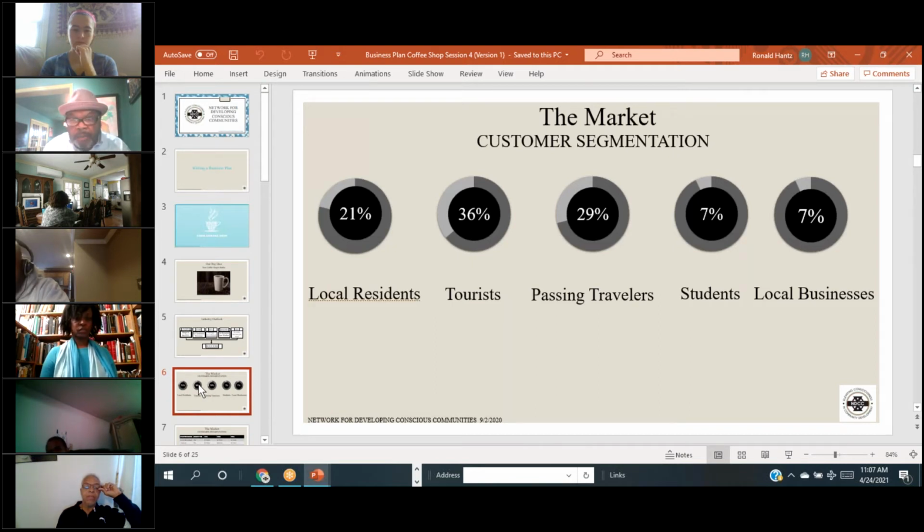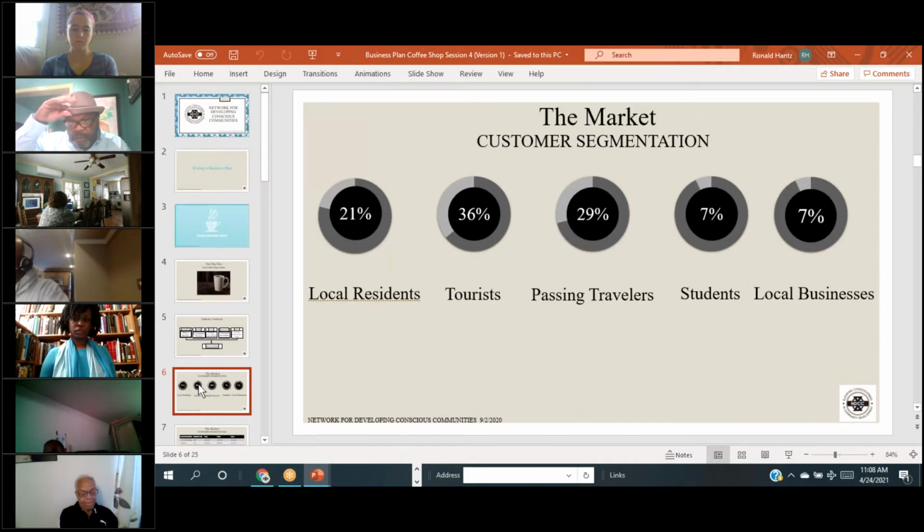Okay. Adrian Harpool, a couple weeks ago, was talking about marketing, which is a real important piece to growing your business, trying to segment who your market shares are. So for this particular coffee shop, they looked at, they were going to get 21% of their market from local residents. 36% was coming from tourists, and that's maybe tourists that are visiting their city. They thought they could generate 36% of their customer base from tourism.